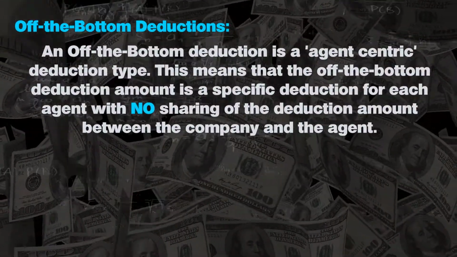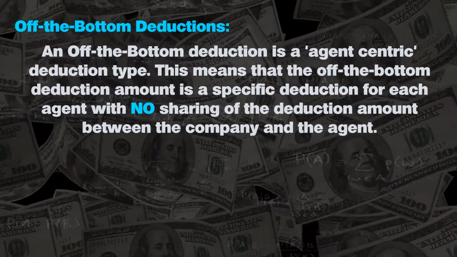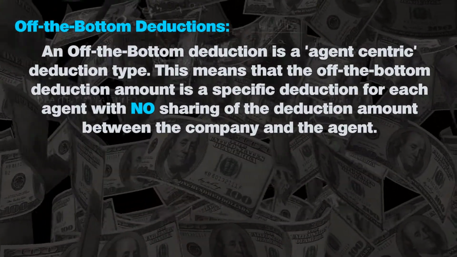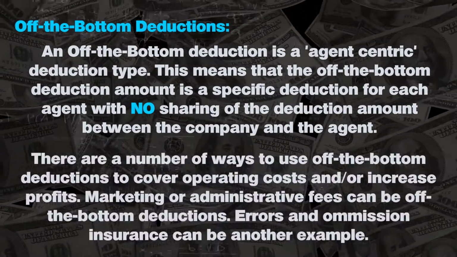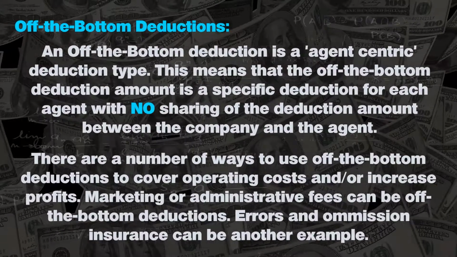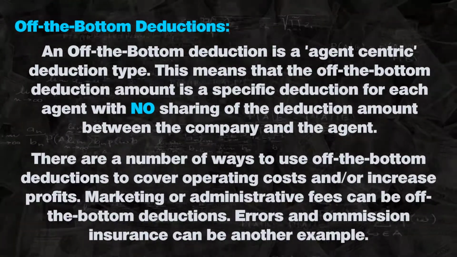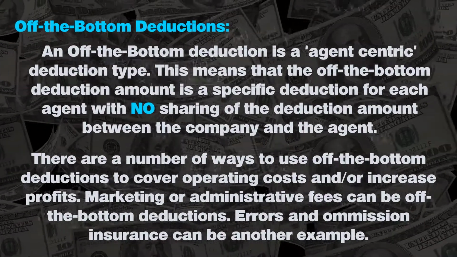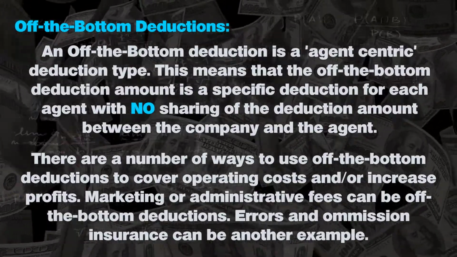Off-the-bottom deductions. An off-the-bottom deduction is an agent-centric deduction type. This means that the off-the-bottom deduction amount is a specific deduction for each agent with no sharing of the deduction between the company and the agent. There are a number of ways to use the off-the-bottom deductions to cover operating costs and/or increase profits. Marketing or administrative fees can also be off-the-bottom deductions. Errors and omissions insurance can be another example.